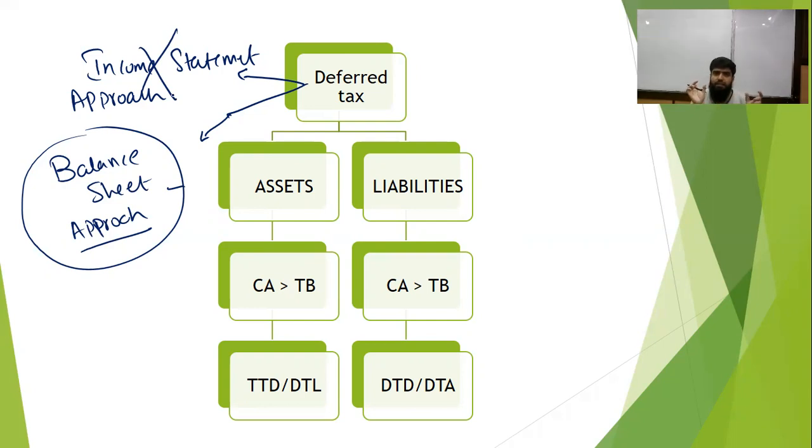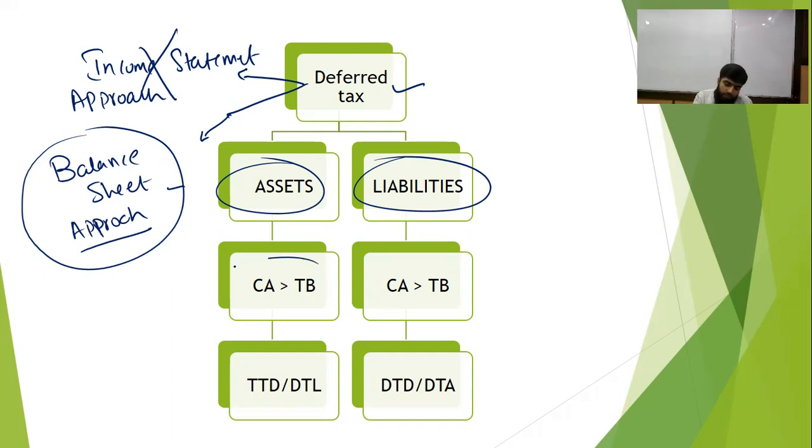Once we are talking about the balance sheet approach, we have two basic components, that is assets and liabilities. So we can say that deferred tax will arise either on the assets or the liabilities of the company. When we are calculating the deferred tax for the year, we must consider the assets and liabilities of the company. Now, what will be the rules for this?